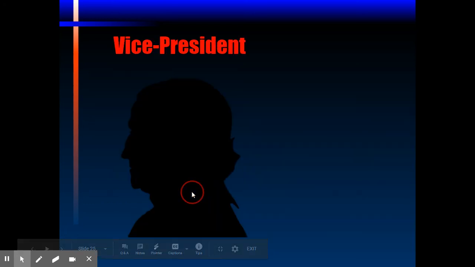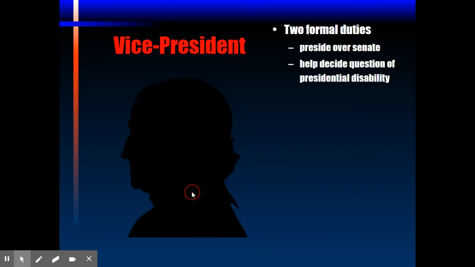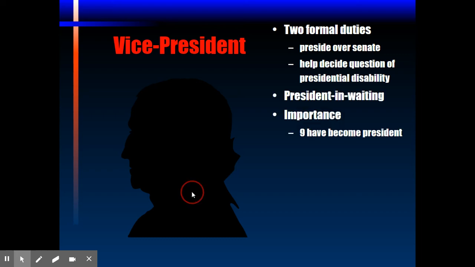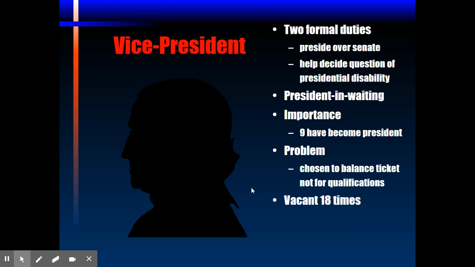Okay, so the vice president, we're just going to quickly talk about him real quick right here. Two formal duties: to preside over the Senate and to help decide presidential disability. We talked about that a little bit in the last unit, or the first unit, when we talked about the 25th Amendment.